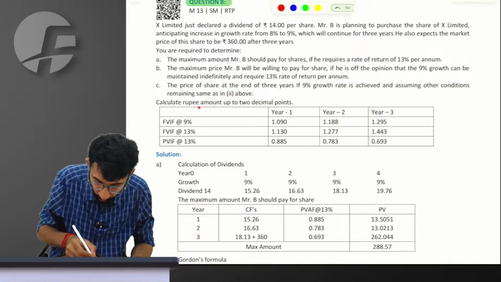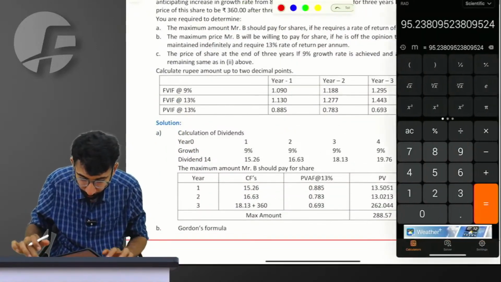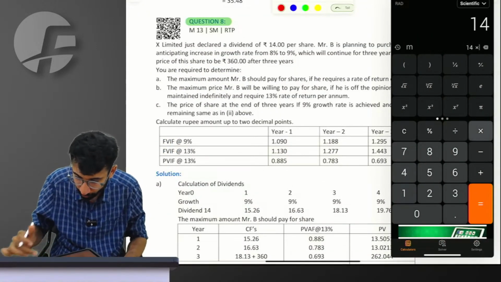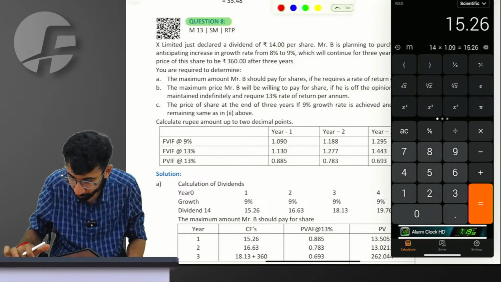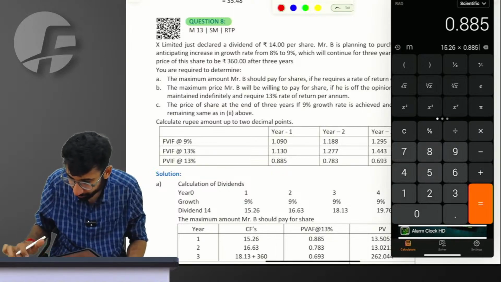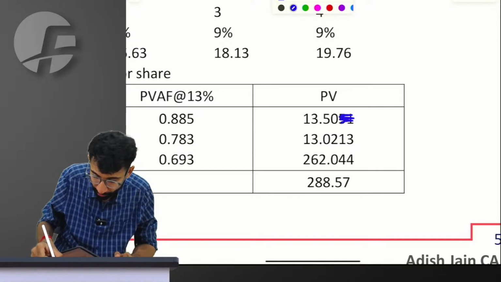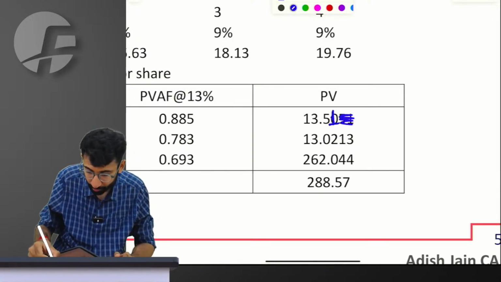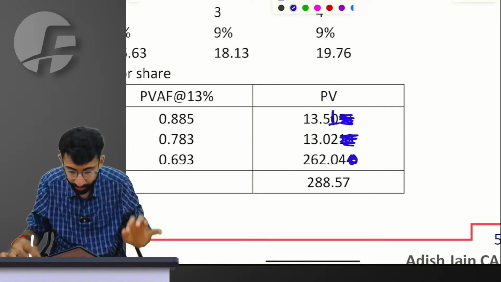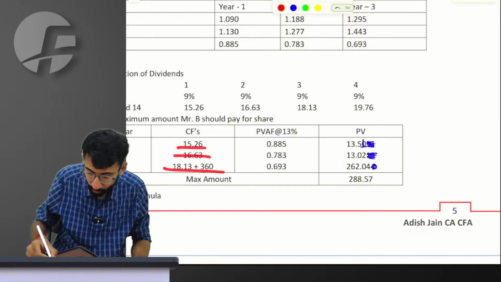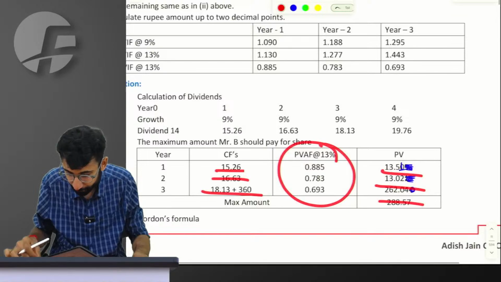Sir, the maximum amount we can pay. We have understood the entire concept. We just need to do the calculation. My dividend of the first year will be 14, multiplied by the growth rate 1.09, multiplied by the present value factor 0.885, which gives me the cash flow of 13.50 for the first year. You don't need to write down 4 digits. You can make it 13.51, 02 and 04. Just keep 2 decimal points. All cash flows in 2 decimal points, present value factors in 3 decimal points. Simple. Alright, let us proceed.